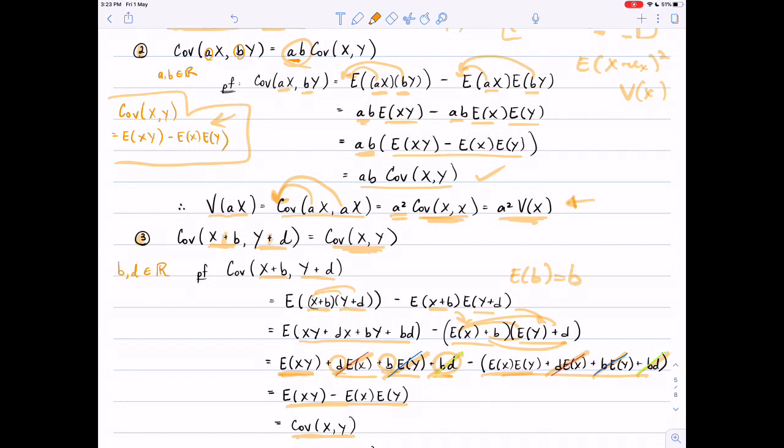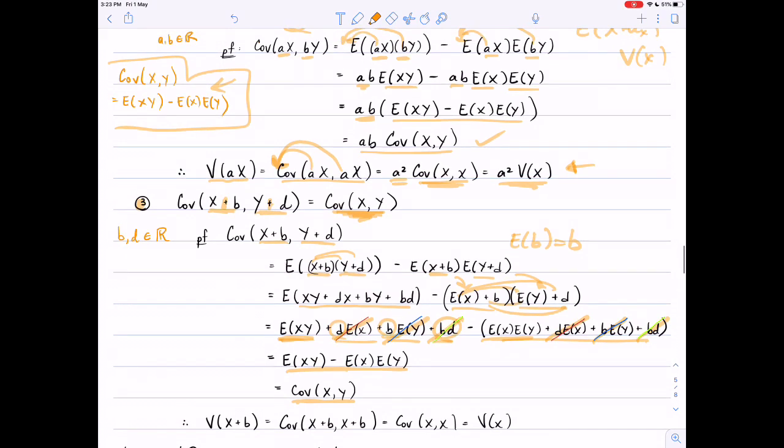So shifting variables does not affect the covariance between them. And what does that mean for the variance? Well, if you run through the same computation with x plus b and x plus b as both entries, you're just going to find that shifting a single variable doesn't make any difference to its variance, and that makes perfect sense.